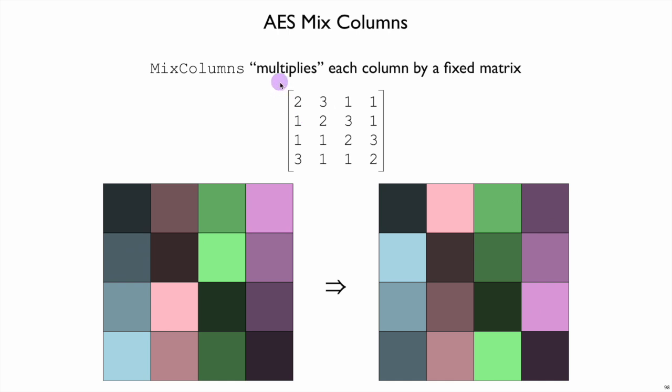I put multiplies in quotes here because it's not the usual multiplication on an integer. Instead, it's multiplication on a different related group. But it has similar nice properties as multiplication by integers, which is that this matrix multiplication can be reversed, so we could take the result of the multiplication and get back again to the original here. Meanwhile, it's mixing up columns and taking advantage of the fact that we shifted different rows around to get different pieces of the original input into different columns.